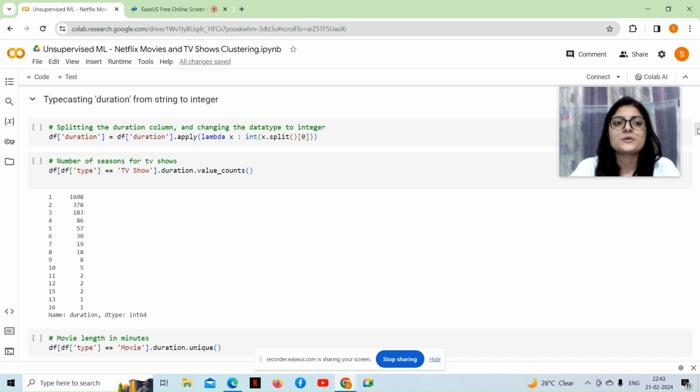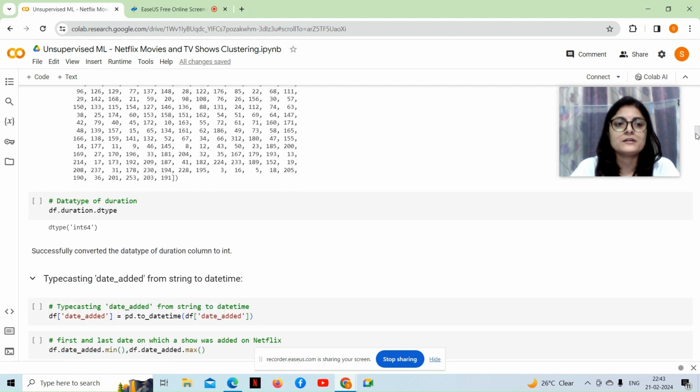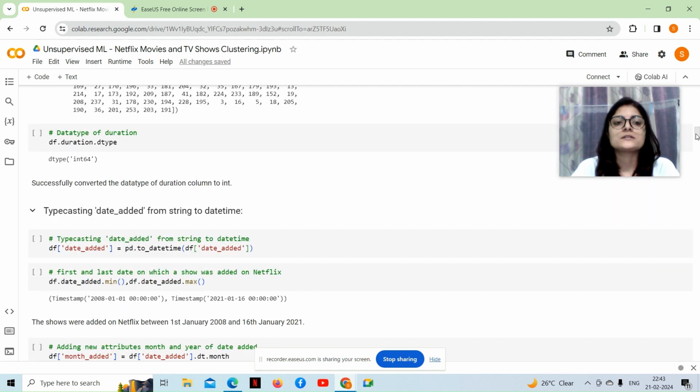Next we are doing typecasting. In this, we are typecasting the duration from string to integer. We are splitting the duration column and changing the data type to integer, right? And then the movie length in minutes we have changed. And so we have successfully converted the data type of the duration column to integer.